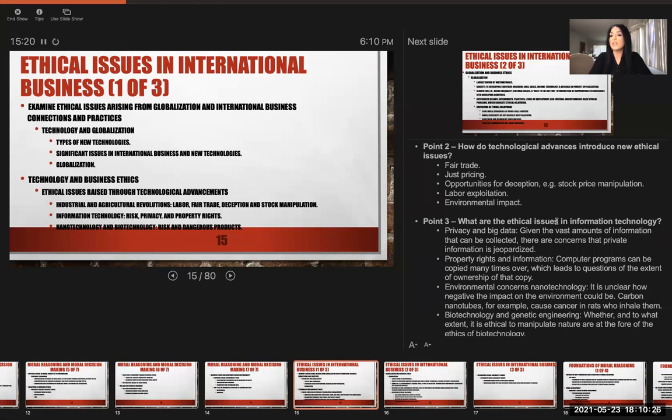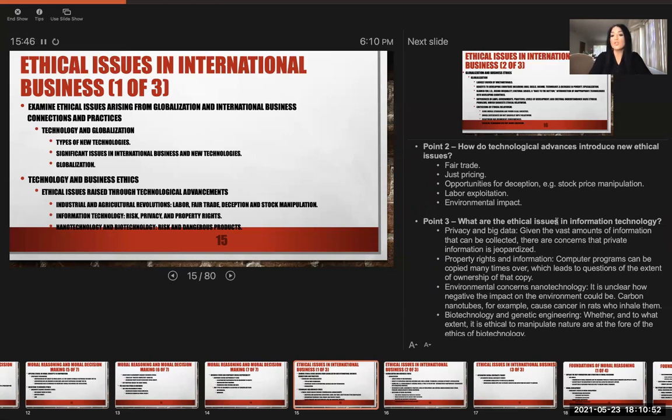So, privacy and big data: given the vast amounts of information that can be collected, there are concerns that private information is jeopardized. Property rights and information: computer programs can be copied many times over, which leads to questions of the extent of ownership of that copy. And then we have environmental concerns: with nanotechnology, it is unclear how negative the impact on the environment could actually be.